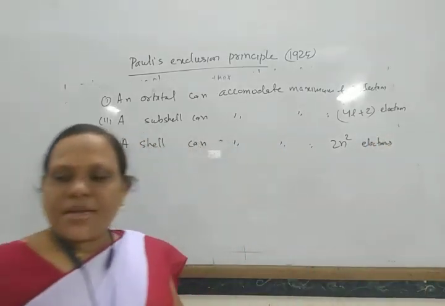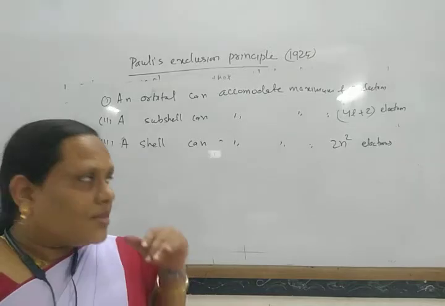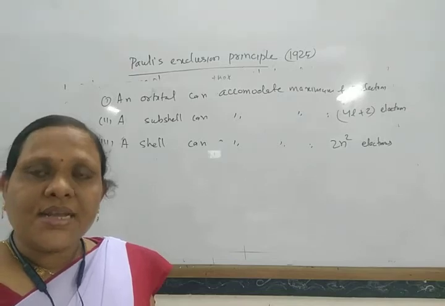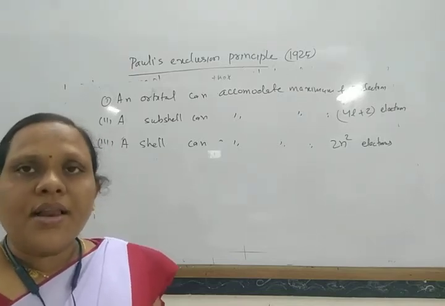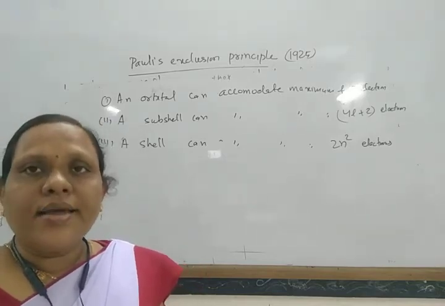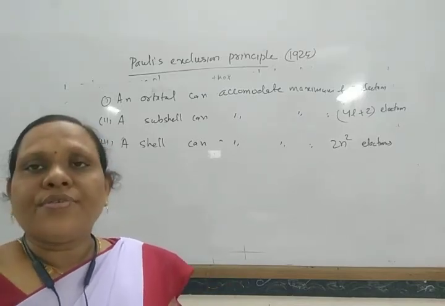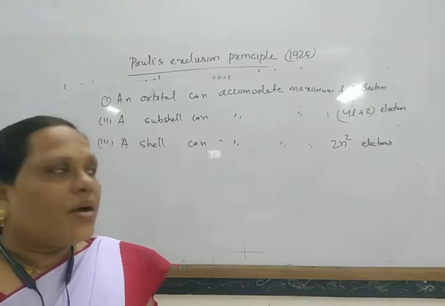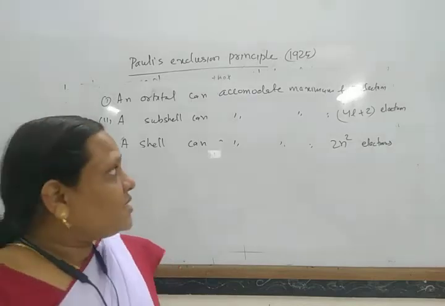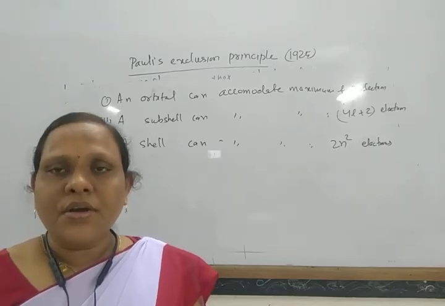So as this principle excluded the containing capacity, it gives the idea about the maximum number of electrons present in a cell, in a subcell, in an orbital. In this way, this principle is called exclusion principle, because it excluded the containing capacity of electrons. It is also called Pauli exclusion principle.